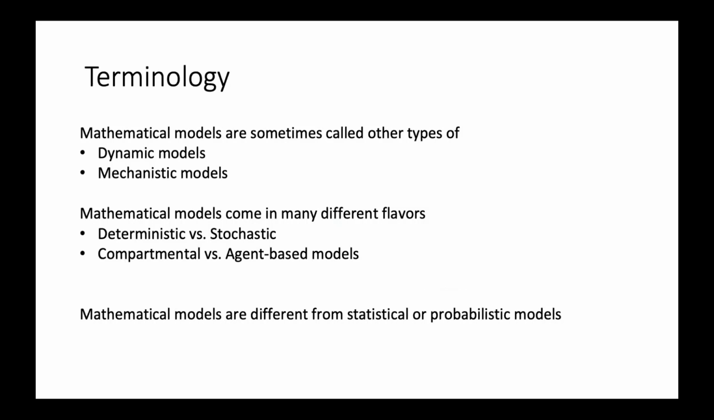Mathematical models also come in many different flavors. There are deterministic and stochastic models. Deterministic models show an average estimate of what you would expect in a simulation, whereas stochastic models account for some random effects that can occur when transmission is occurring. And then compartmental versus agent-based.